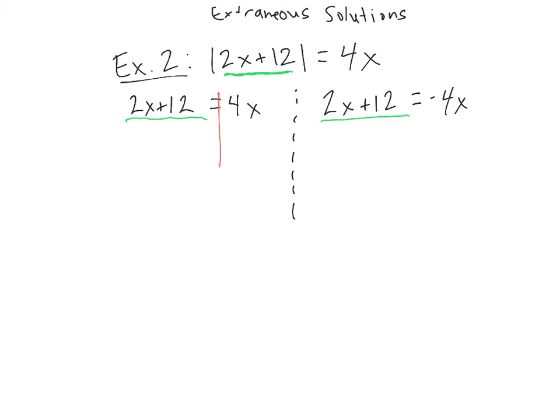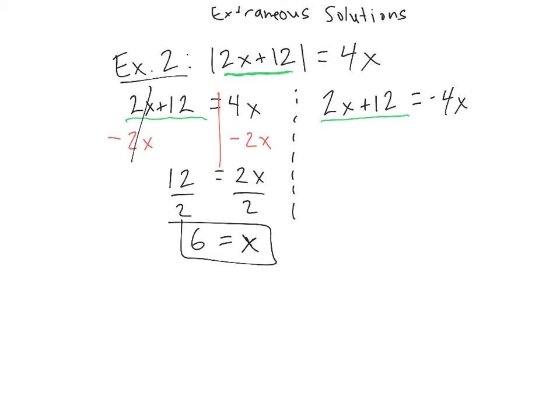So this one over here, 2x plus 12 equals 4x. Go ahead and solve that equation. So hopefully you subtracted that 2x over to the right-hand side. Get 12 equals 2x. And then I can divide by 2 and get x equals 6.